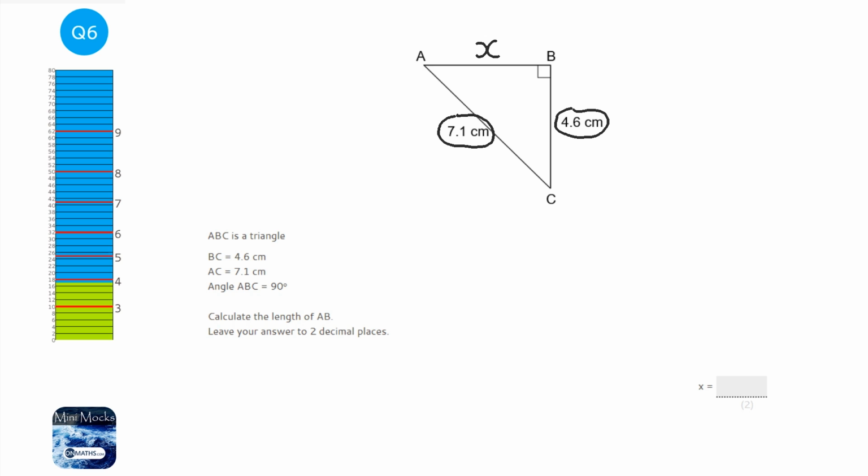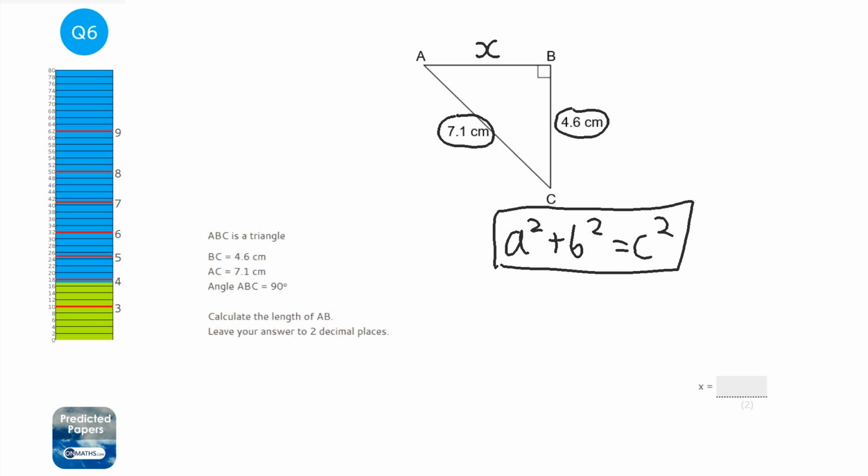So when we use Pythagoras, there are 2 methods that I know of to work it out. There's the algebraic method, which is a squared plus b squared equals c squared, and that's absolutely fine to use. I'm not going to use that method because if you're happy using that method, go on, use it, not a problem. The only thing to remember about that method is that c must be the hypotenuse.